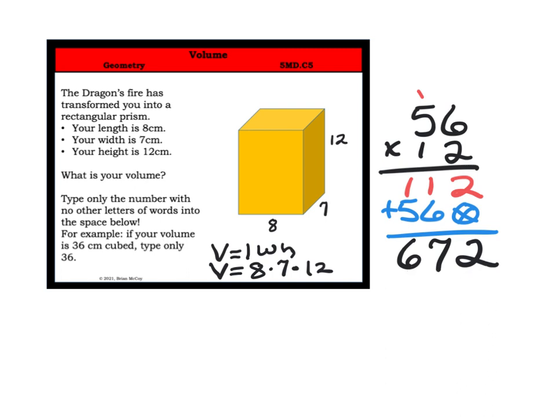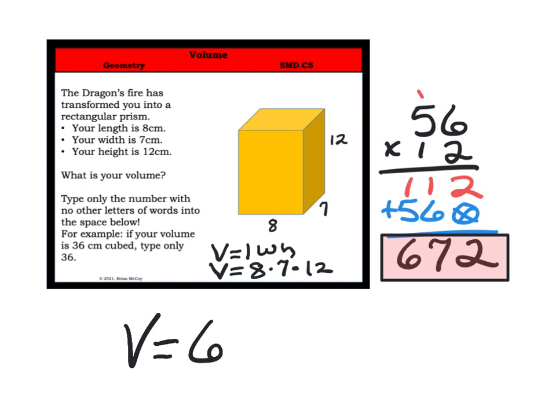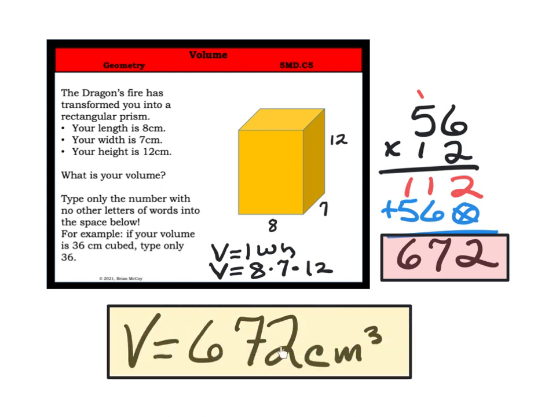And that is what you should plug in, because remember, you're not going to plug in the centimeters cubed. You're just going to write the answer, which in this case is 672. So let's go ahead and box that, because that's what should be typed into your answer. And then also I want to write your volume equals 672. Now these are centimeters cubed, right? And that's also your answer. However, you're not going to type that into the answer key, because you're just going to plug in the number.